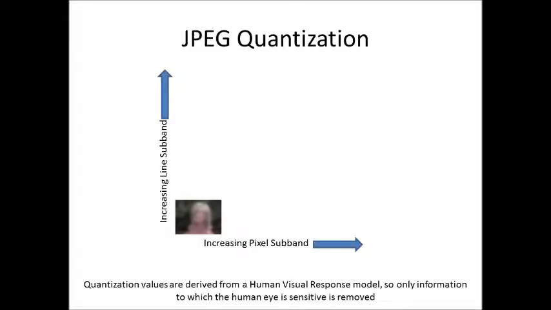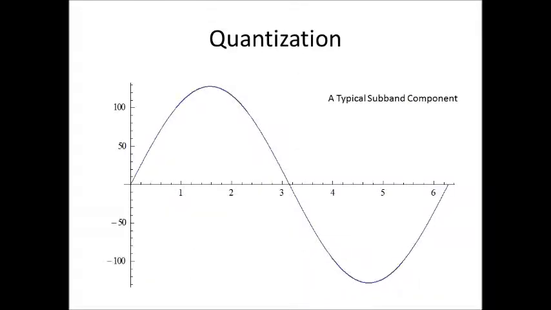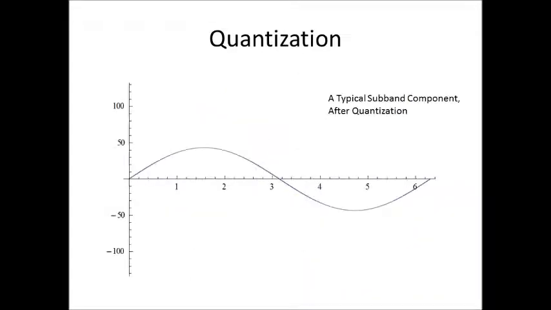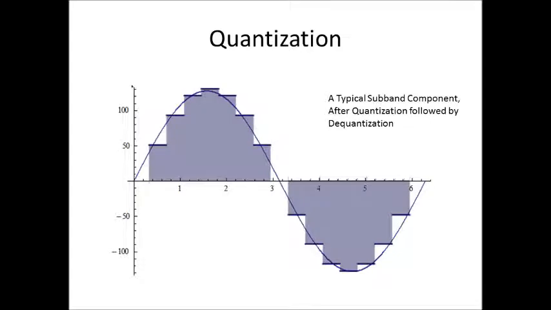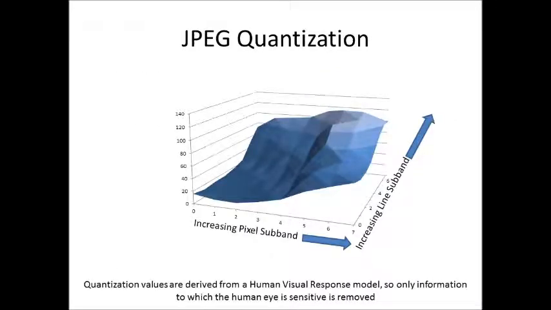Each of the individual subbands of the decomposition corresponds to a particular visual frequency. A human visual system model is used to derive the optimum quantizer value for that frequency, the value that removes exactly the content to which the human eye is insensitive. 64 quantizers are individually applied to each of the 64 subbands.